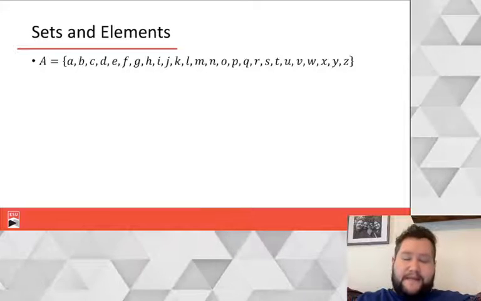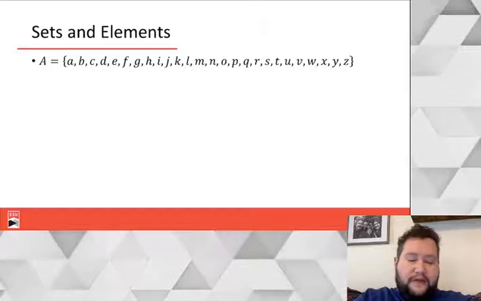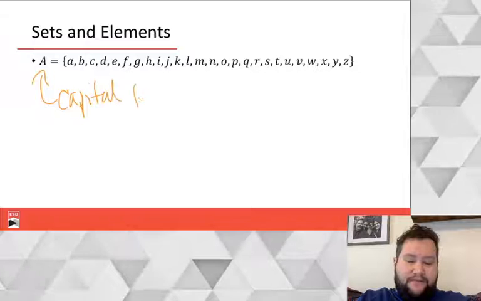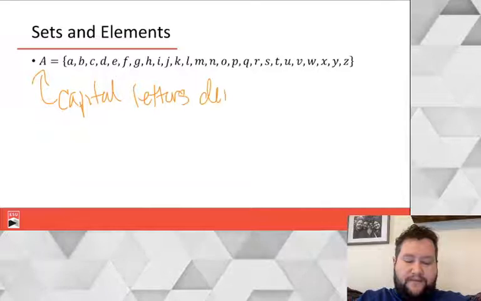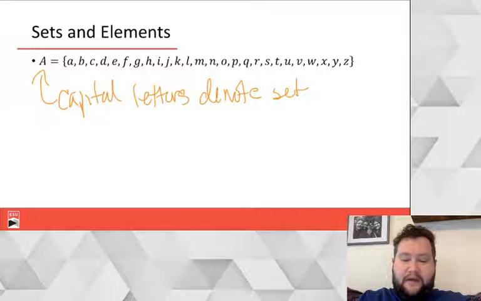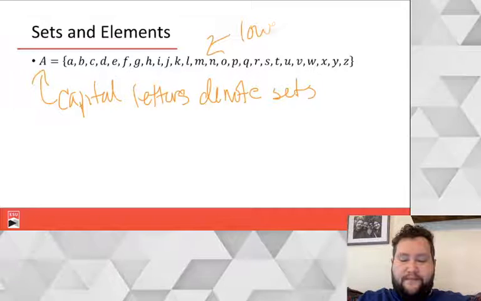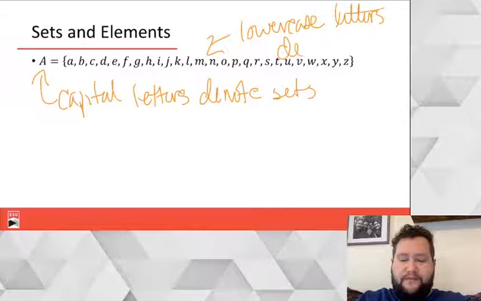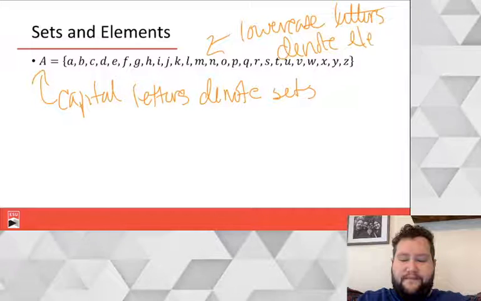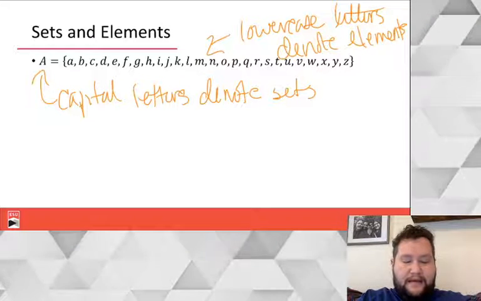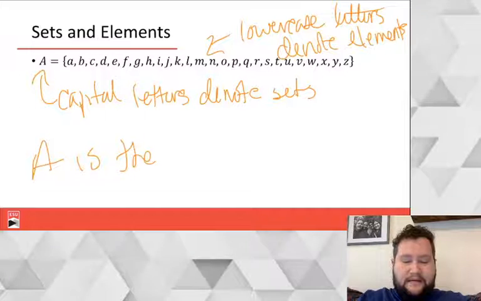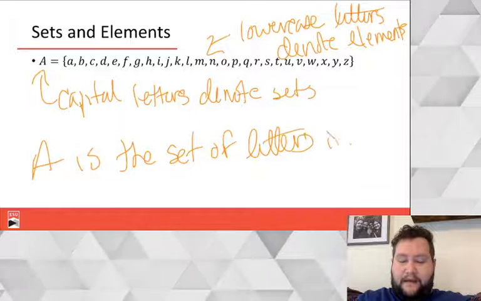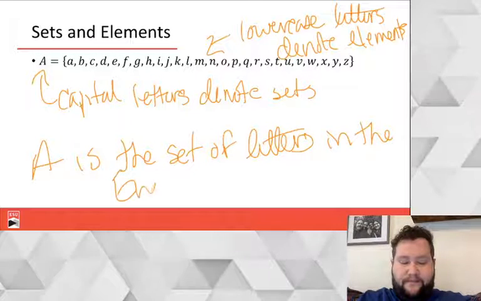So, sets and elements. By convention, we're going to use a capital letter to denote a set. So capital letters denote sets, and lowercase letters denote elements. So here, A is the set of letters in the English alphabet.